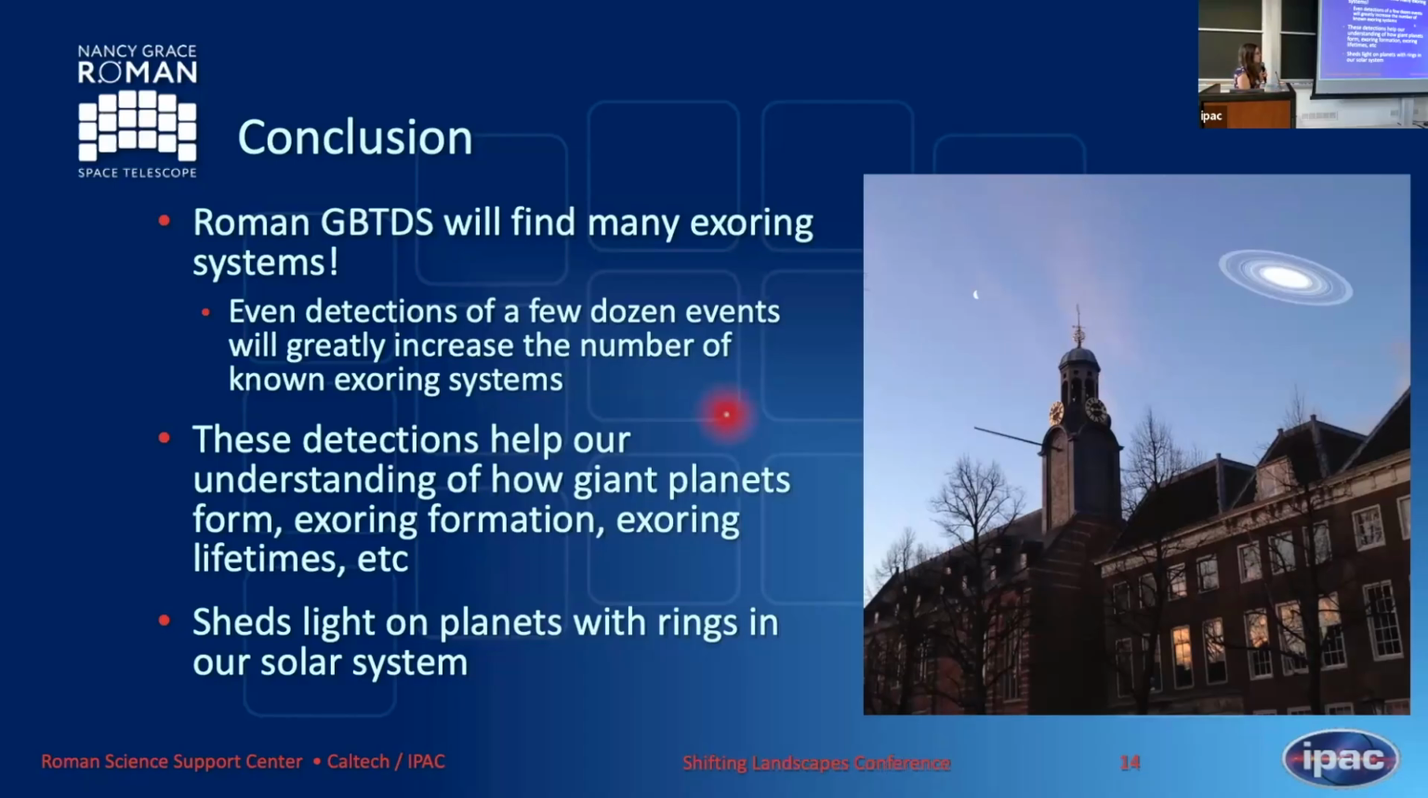This is a building in Leiden, and this is Saturn if it had the rings of J1407. This is what it would look like. So it's so large that at sunset you could see it by eye. That's it. Thank you.